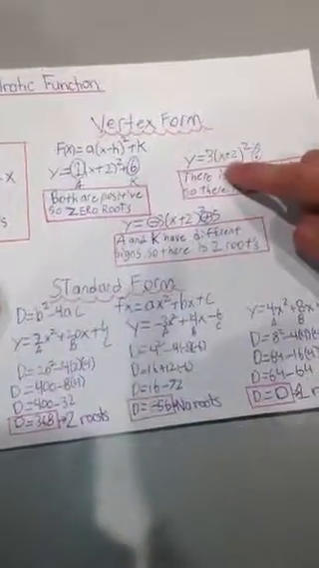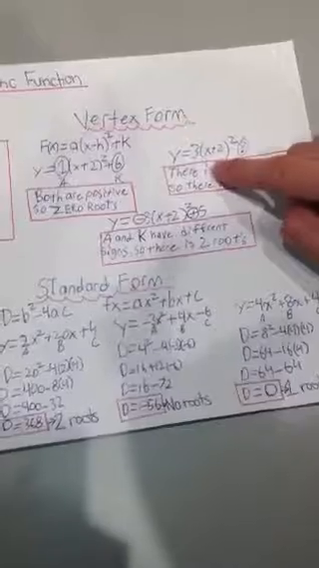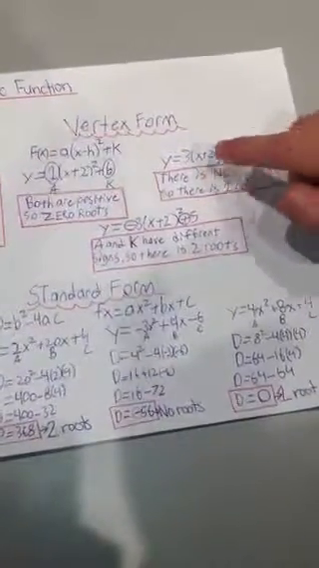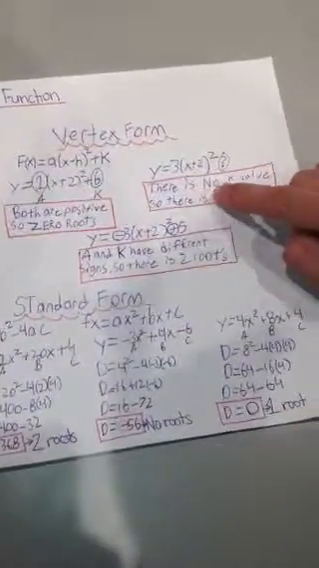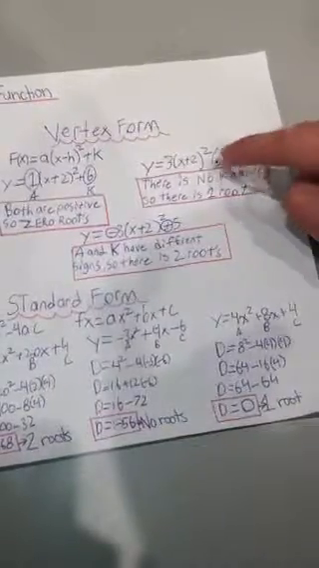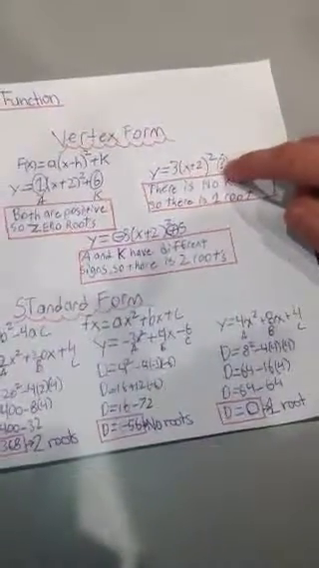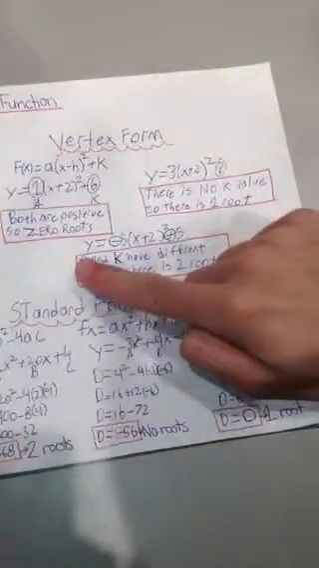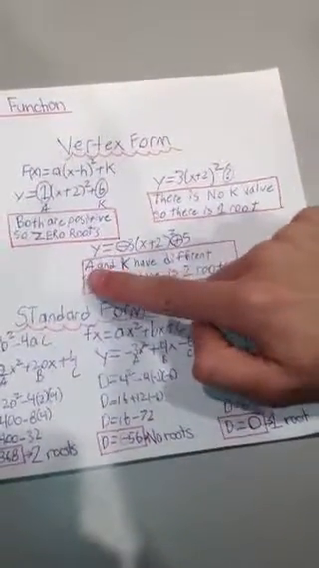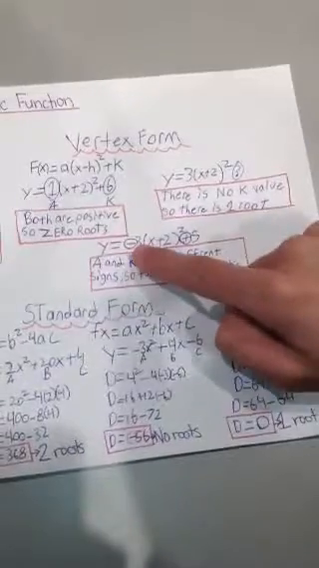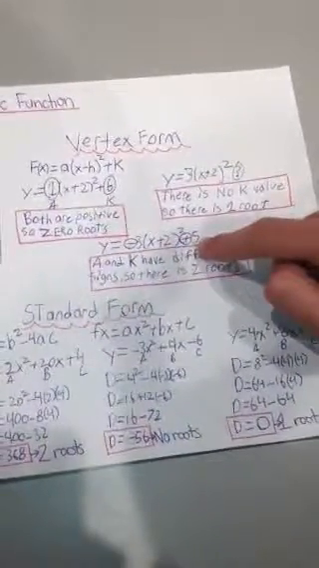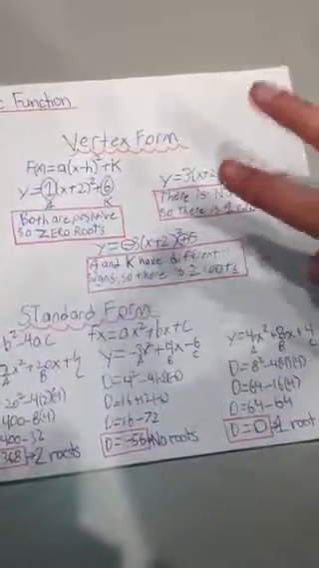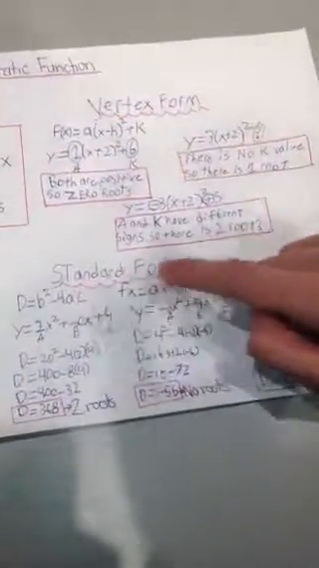Looking at this one here, it looks similar to vertex form, but it's not. And it has no k value. So because there's no k value, there's only one root. And if you look at this last equation here, a and k have different signs. So this is -3 and +5. So that's two roots. The last form we'll look at is standard form.